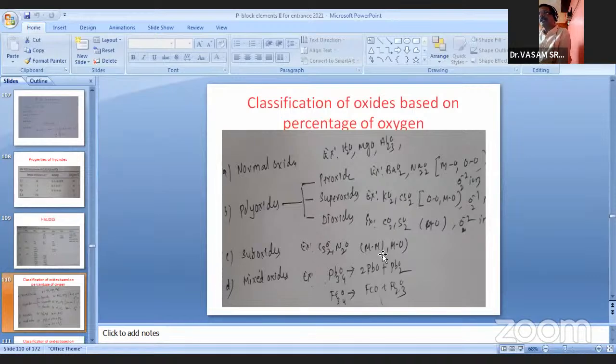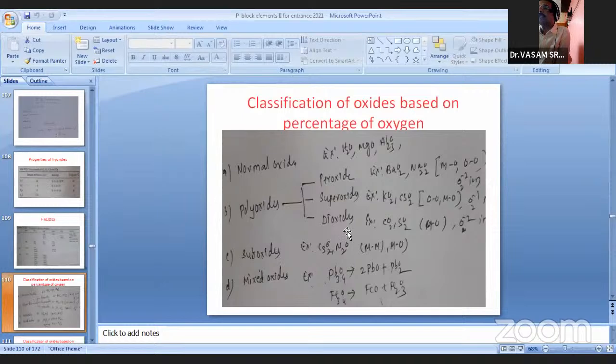The superoxides contain the O2 -1 ion. So that is important. Peroxides, you remember this point: the peroxides contain the O2 -2 ion, superoxides contain O2 -1. KO2, K is +1, going to the right side -1, so O2 -1. But in peroxides, O2 -2 ions are present. So this is superoxide. Three points are important.